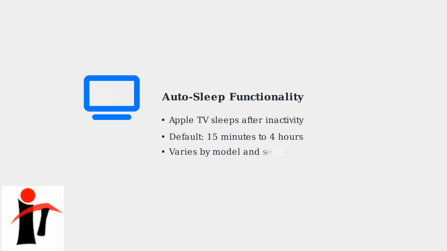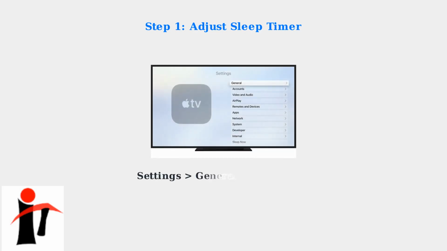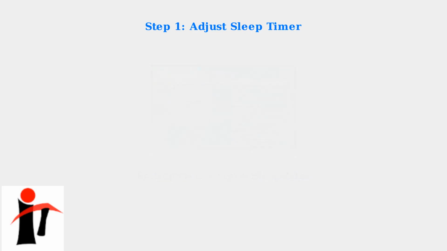By default, Apple TV automatically goes to sleep after a period of inactivity. This timer typically ranges from 15 minutes to 4 hours, depending on your model and current settings. To address sleep timer issues, first navigate to Settings, then General. You'll find the Sleep After option in the General menu.